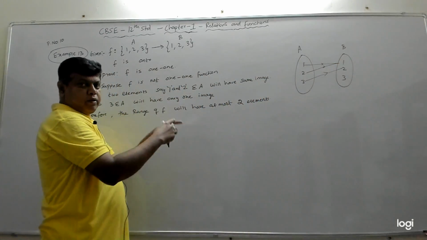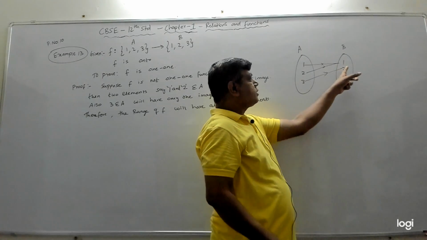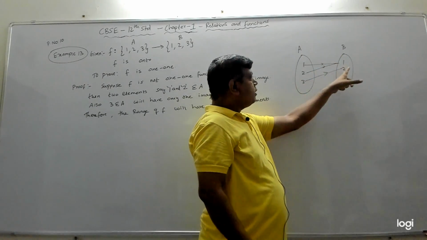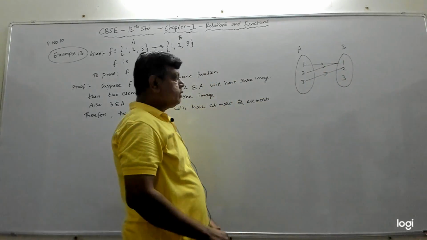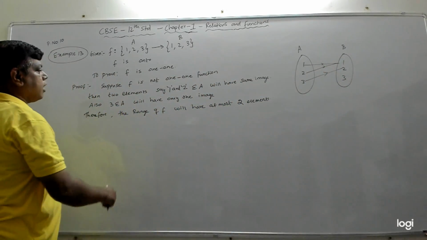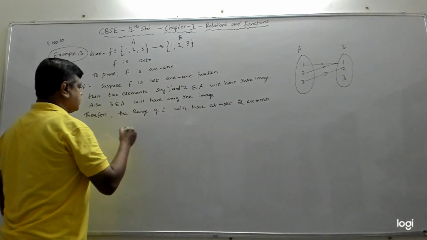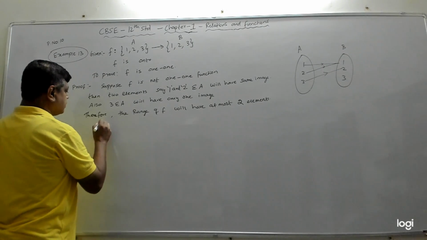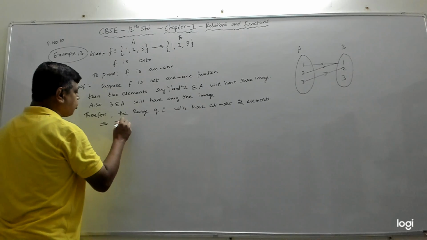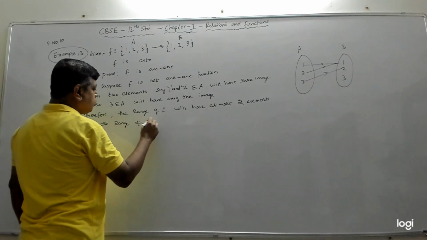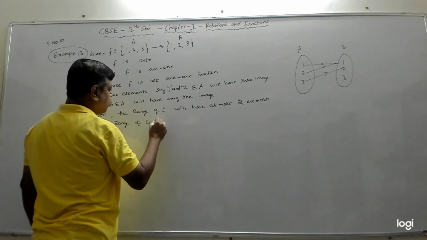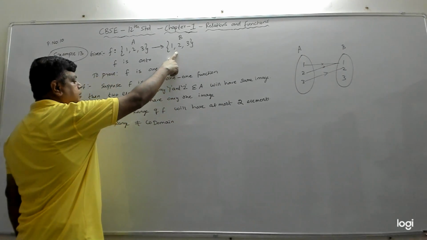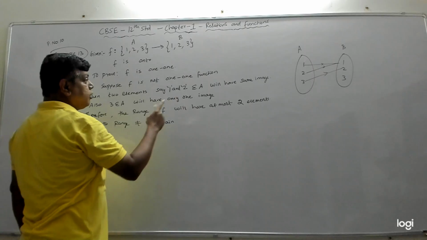Range is the set of all mapped elements, and this B is called the codomain, A is the domain, B is the codomain, and the range is 1, 2. The range will have at most two elements. So this implies range is not equal to codomain, because the codomain set has three elements. Codomain is this set. This has three elements, but the range has only two elements.